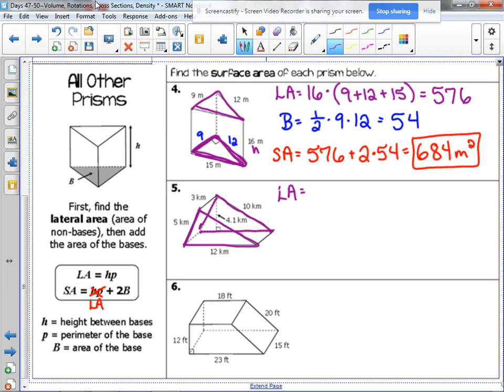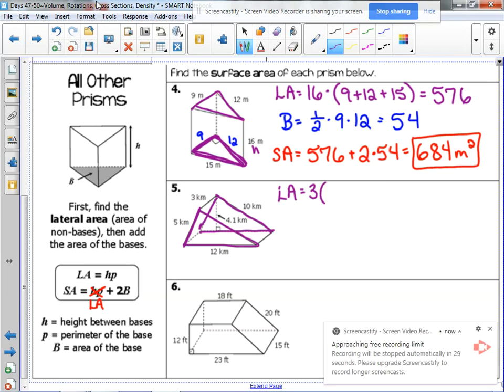Height of the prism. Remember, the base has to be flat. This is not sitting on its base right now. It's got to be sitting so that the triangle is sitting flat. So we've got to tilt this forward towards us. So what would be the height? 3. 3 is the height of the prism. 4.1 is the height of your base. Okay, so 3 is the height of the prism.